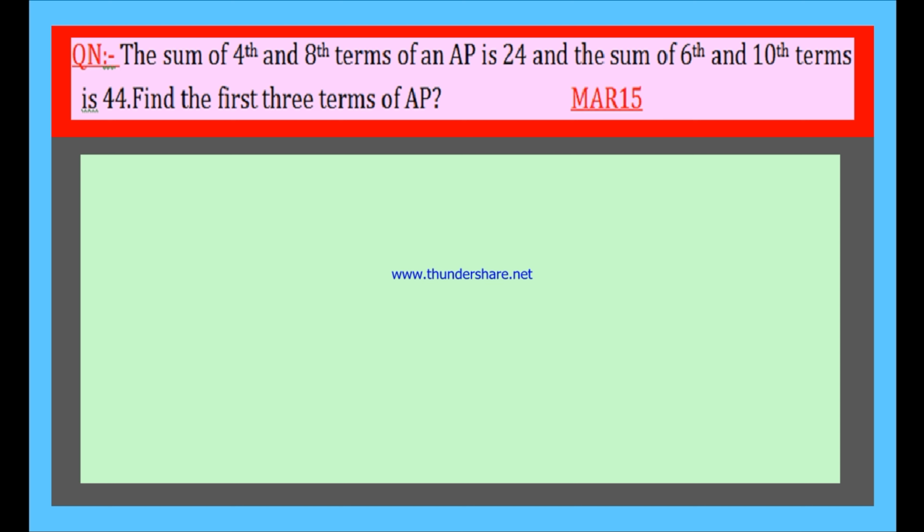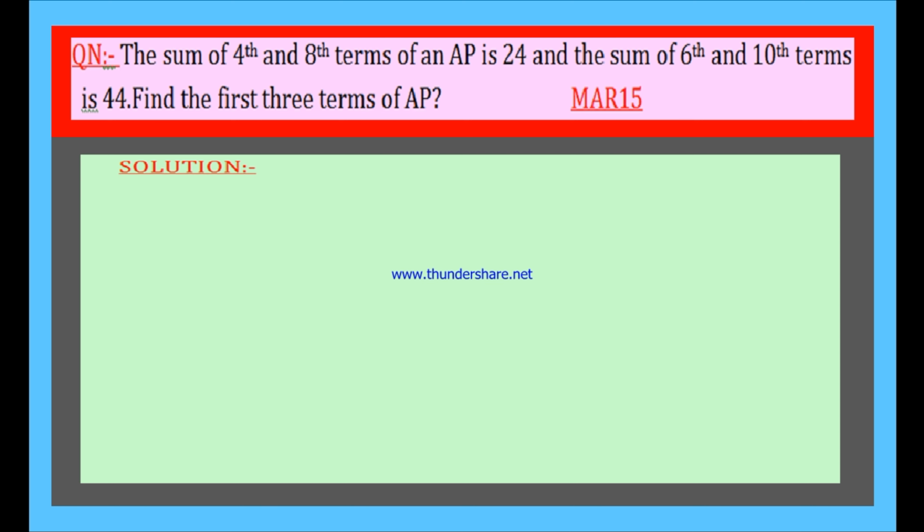I shall repeat. The sum of the 4th and 8th terms of an arithmetic progression is 24 and the sum of the 6th and 10th terms of the same AP is 44. Then find the first 3 terms of the AP. This question appeared in March 2015.